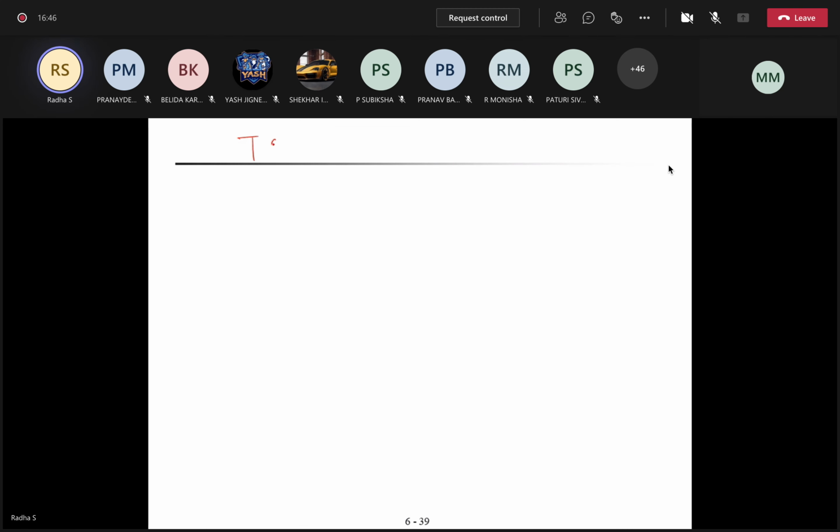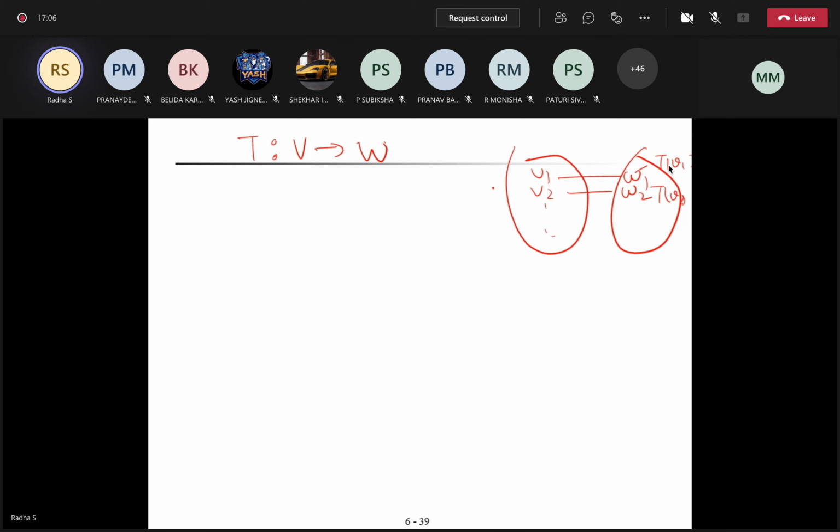So T is a linear transformation from V to W, right? V is a vector space, W is a vector space. V1, V2 like that you have, V1 goes to W1, V2 to W2 like this, right? So what is W1? It is T of V1. W2 is T of V2, like that. Okay? So T is a linear transformation from V to W, right?